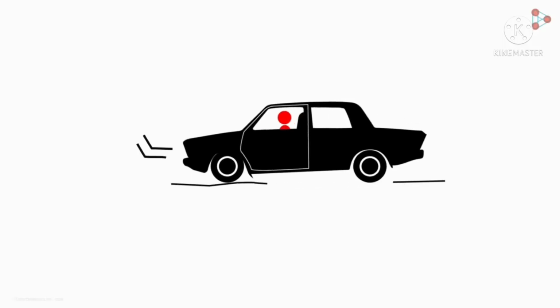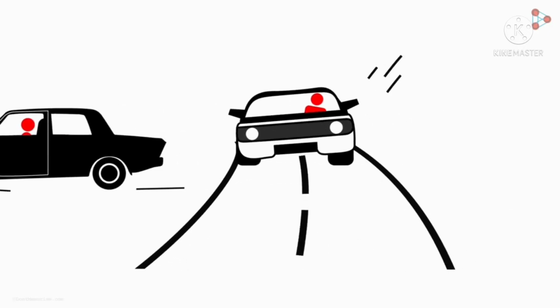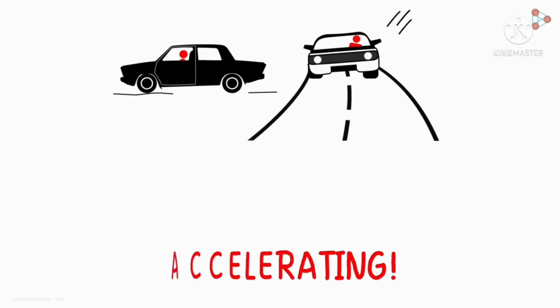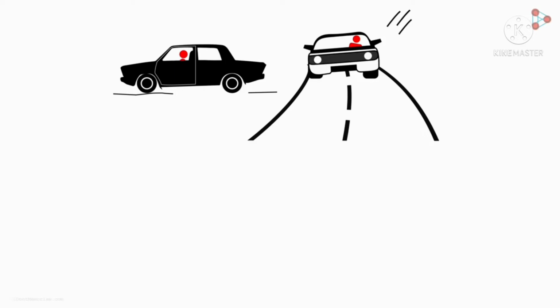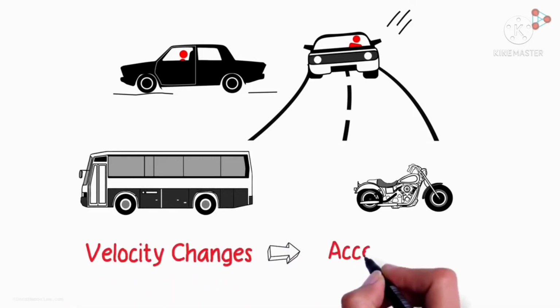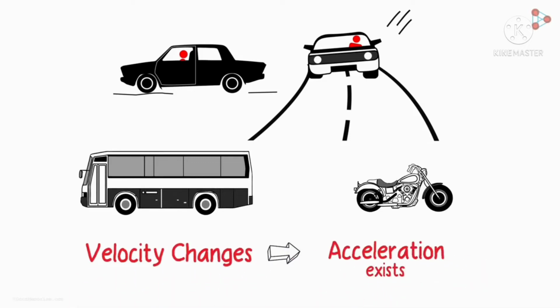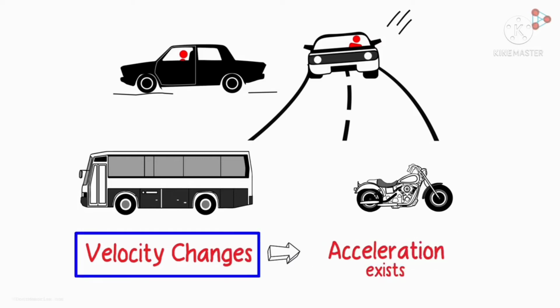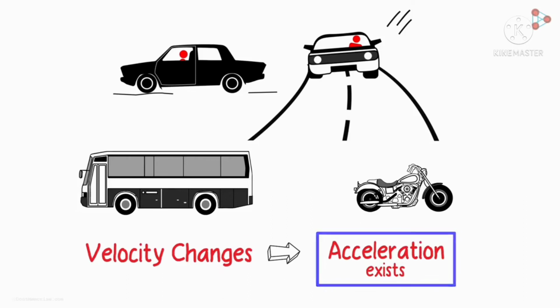See, whenever you are traveling in a car and suddenly the brake is applied, what happens? You will fall in front, you will move to the front side. Whenever the car is turning right, what happens? You will fall to the left side. Similarly in a bus, bike, everywhere, when velocity changes, acceleration exists. Velocity changing in the sense not regarding speed, but regarding direction.